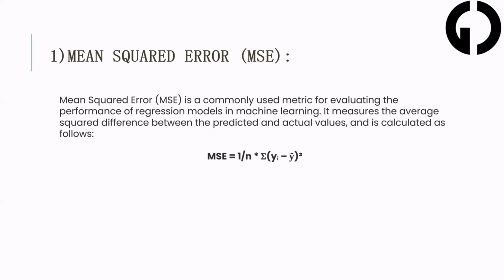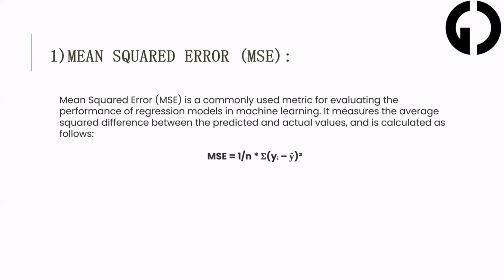MSE is equal to 1/n times the sum of (yi minus y bar) whole squared. Here yi is the predicted value, y bar is the actual value, and n is the number of samples in the dataset. Mean squared error value ranges from 0 to infinity, with lower values indicating a better fit.